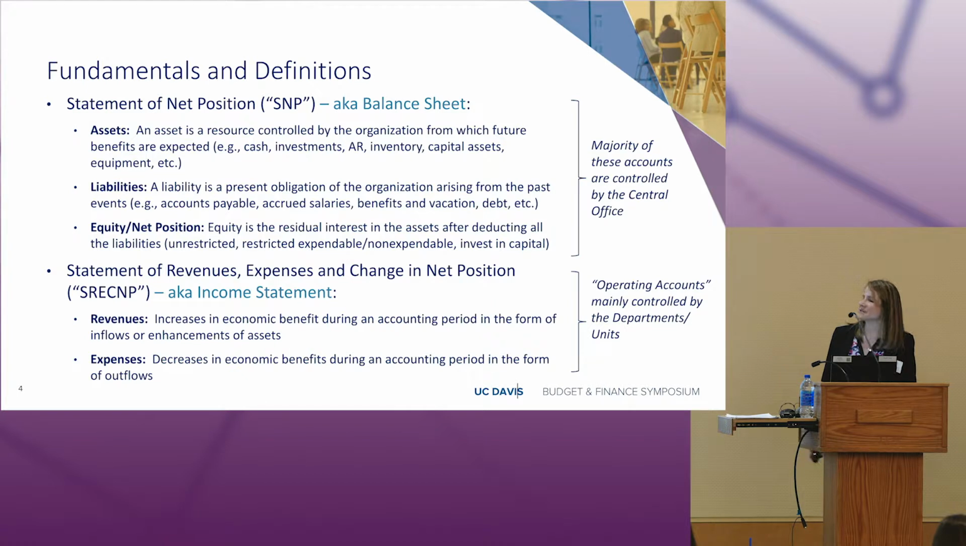And that's really the residual interest of the difference between assets and liabilities. And there's different restrictions within our net position, right? There's unrestricted, which is kind of self-explanatory, what's available to use. And then we have restricted expendable and restricted non-expendable. Does anyone know what restricted expendable or non-expendable means?